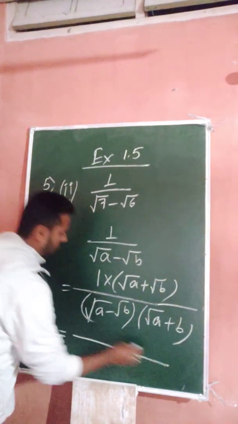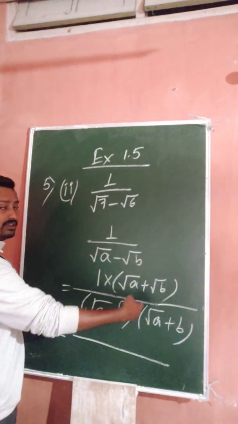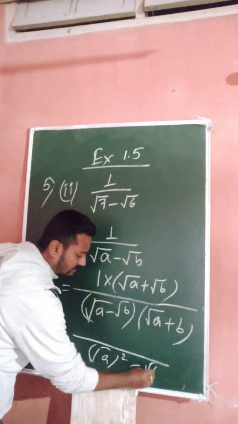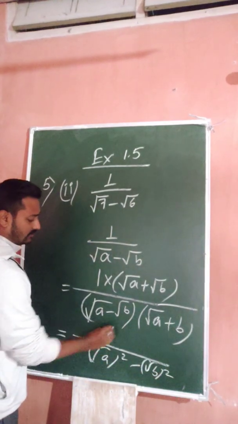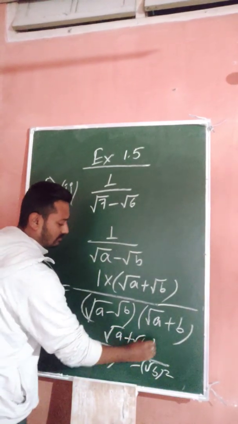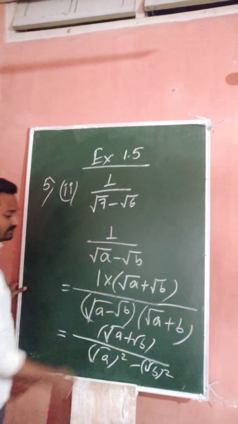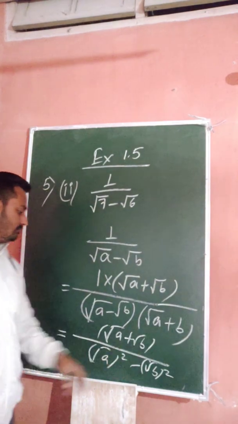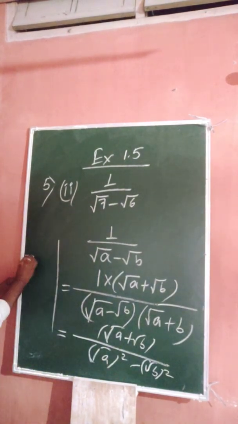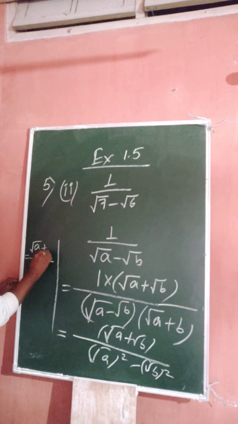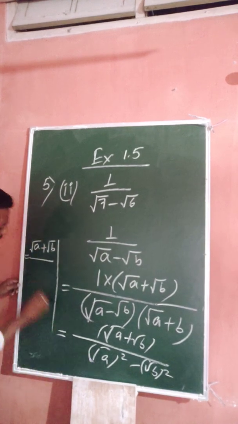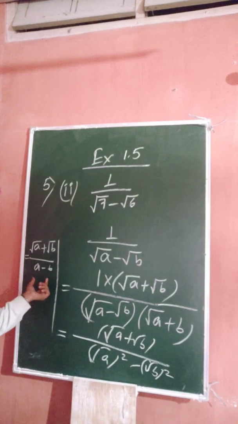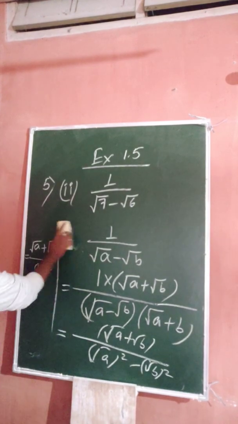All of you know that a plus b into a minus b is a formula, a big formula, which is a square minus b square. So the numerator becomes root a plus root b, and the denominator becomes root a square minus root b square. So the numerator remains the same, root a plus root b, and the denominator is a minus b. So automatically the denominator becomes a rational number.